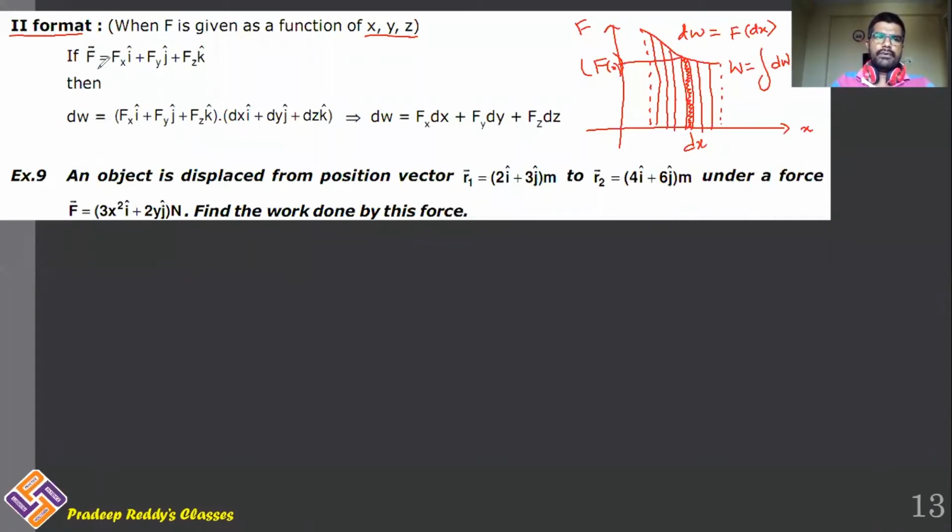Now here we have a force which is a function of position along the x-axis, y-axis and z-axis. F is variable along x, variable along the y direction, and variable along the z direction also. In such cases, if work is done by a variable force, first you will be calculating dW.